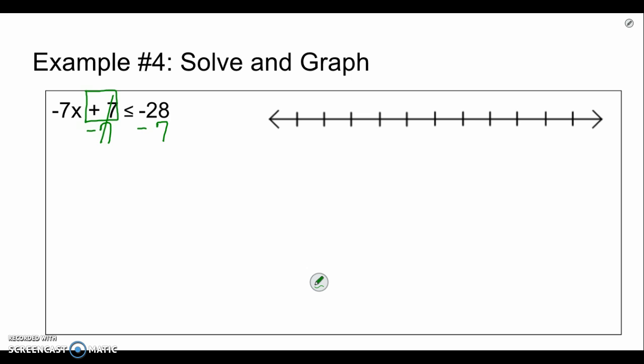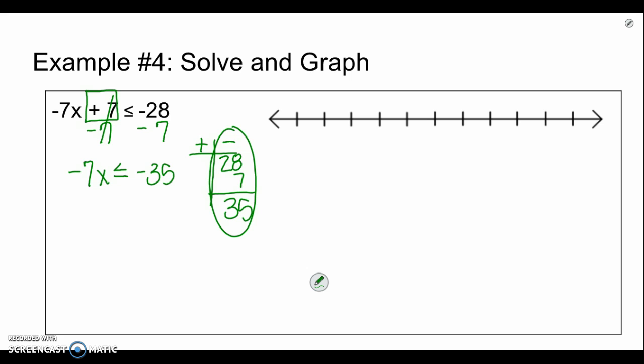If you do not remember your integer rules, make sure you're using your t-chart to help you. So we have negative 7x is less than or equal to, we have negative 28 and negative 7. Remember, when our numbers are on the same side of our t-chart, then we're going to add. So we're going to add 28 plus 7. That's going to give us negative 35.